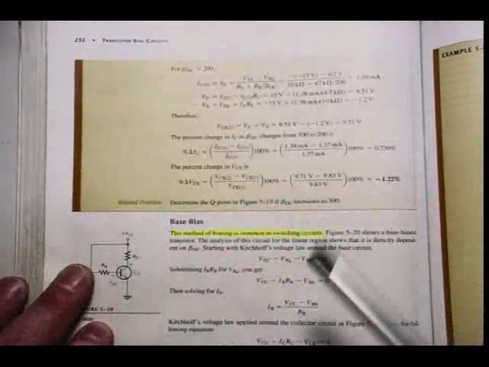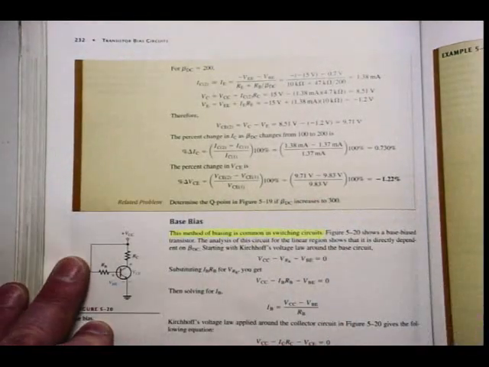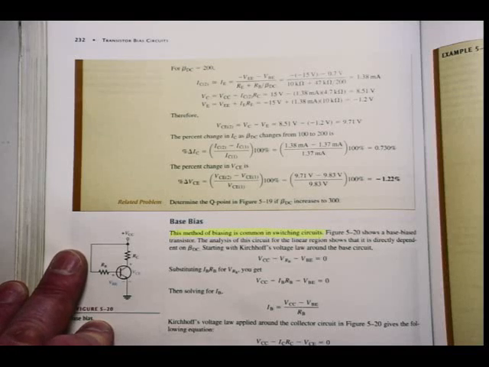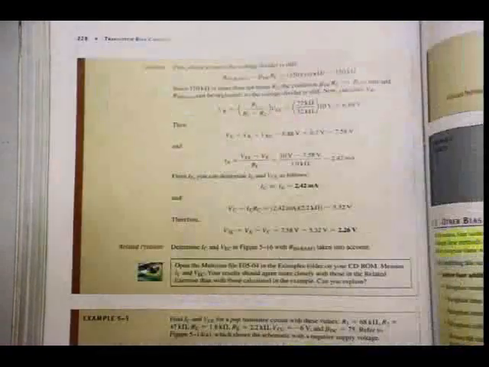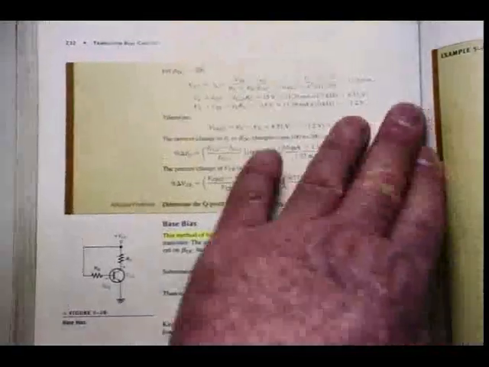So then I can go and calculate the percentage delta IC, IC2 minus IC1 divided by IC1 times 100%. I get a value of 0.73%. The percentage change in VCE is VCE2 minus VCE1 divided by VCE1 times 100%, which is minus 1.22%. That is the emitter biasing as discussed.